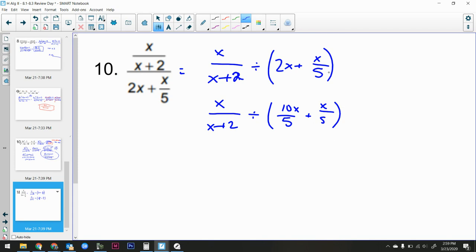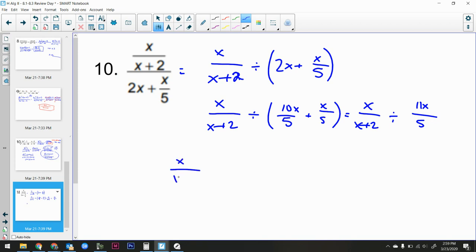Okay, how did I get that? I wanted to make this, I needed to multiply by 5 over 5, right? So 10x over 5. Reduce that would get us back to 2x if we needed it. So this turns into x over x plus 2. I'll keep it as dividing right now. 10x plus 1x is 11x over 5. So now keep change flip.